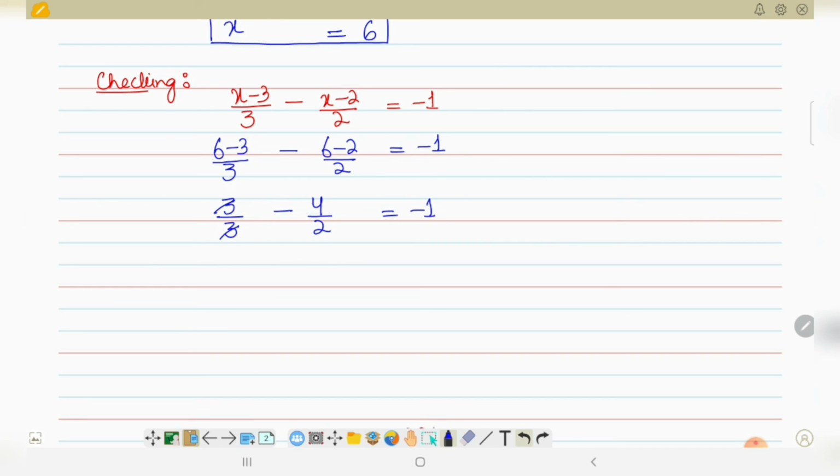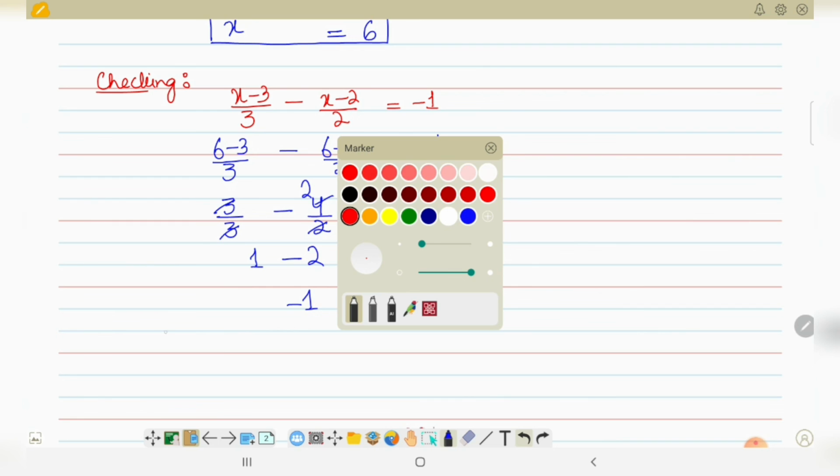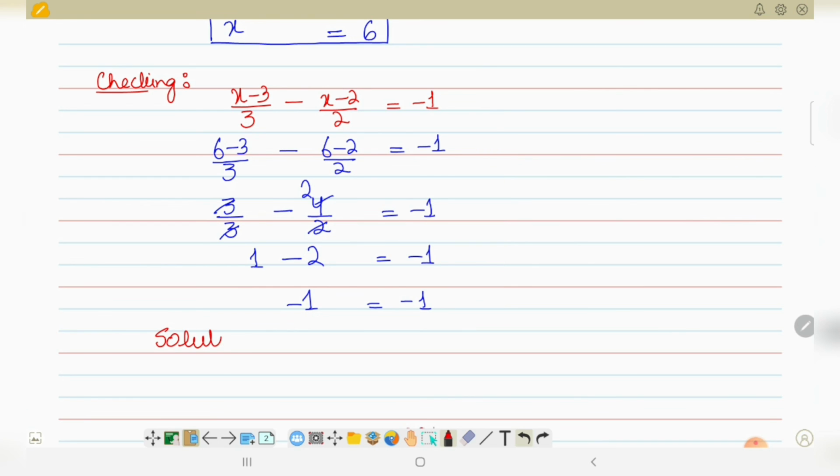So it will get cancelled. We have 1, and it will get cancelled. We have 2. So yes, we got minus 1 equals to minus 1. So left hand side equals to right hand side. So now we'll write down the solution set.